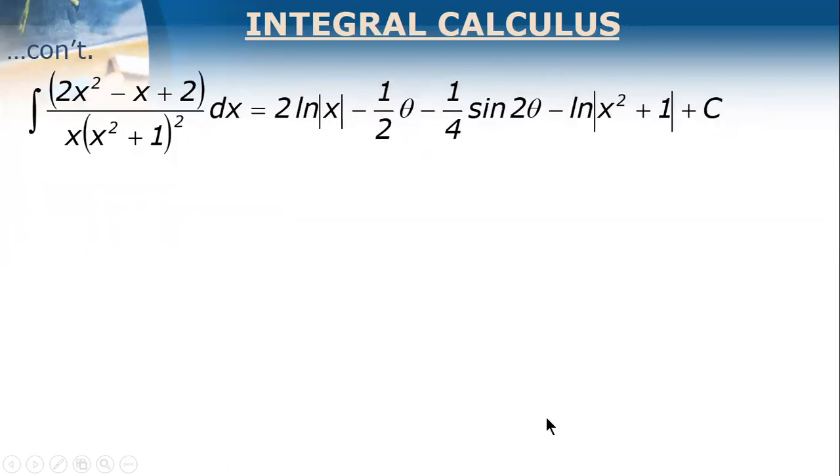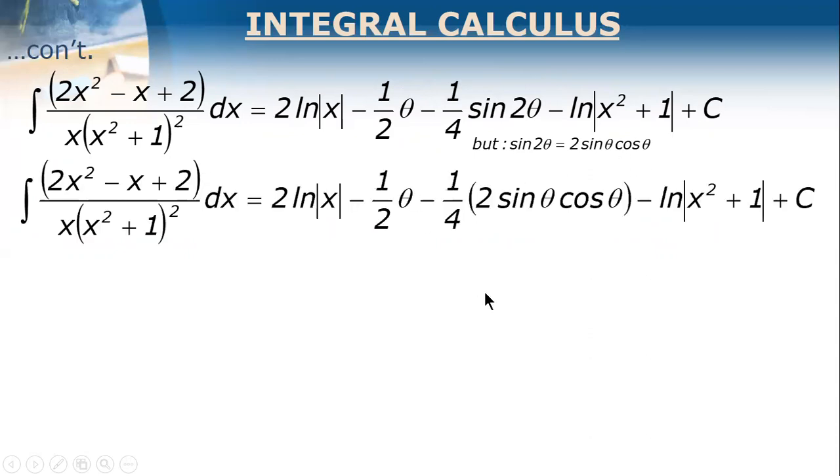And then the next step is to replace theta in terms of x. But we don't have the sine 2 theta, so we will replace this one by its identity. Sine 2 theta is 2 sine theta cosine theta. So, and we simplify 2 over 4. 2 only remains.